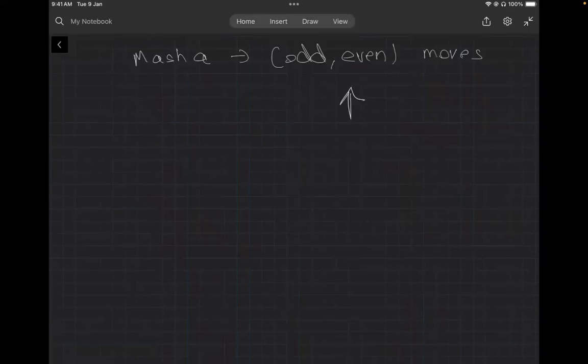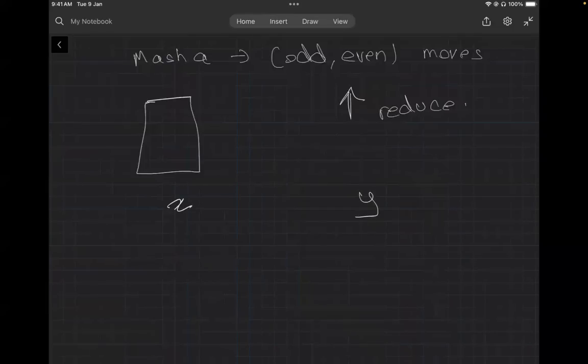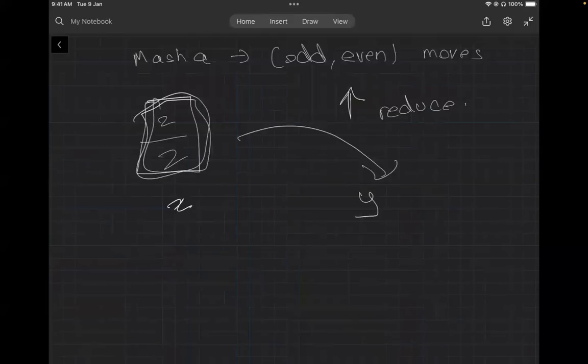How will she reduce this? By picking two odd numbers. Exactly. Great. So if you keep picking two odd numbers, what will Masha do? Let's say there are x odd numbers and y even numbers. So she will pick two odd numbers and this will create an even number.